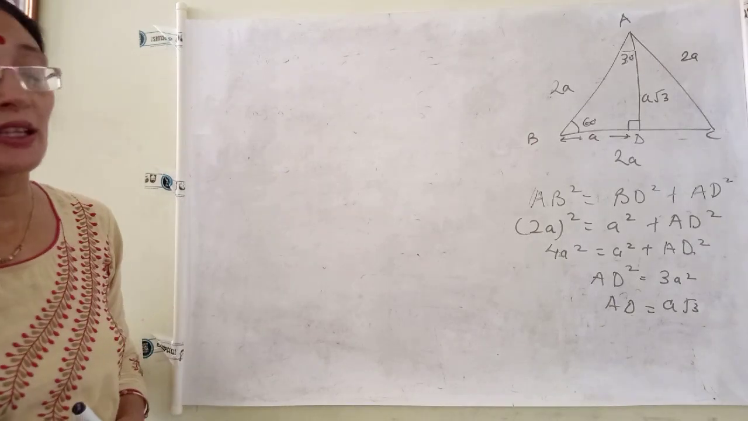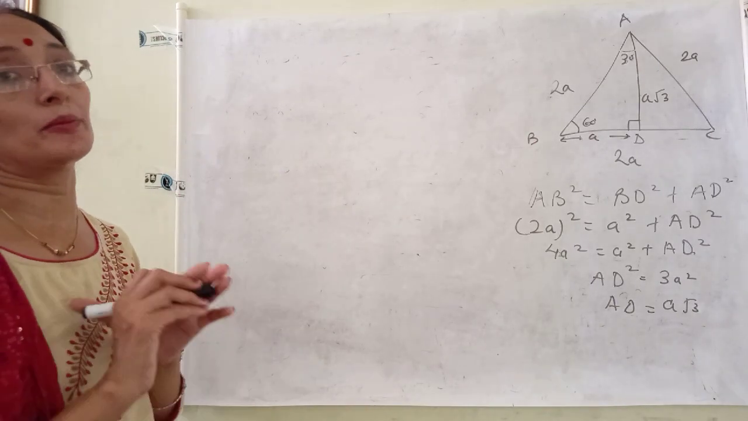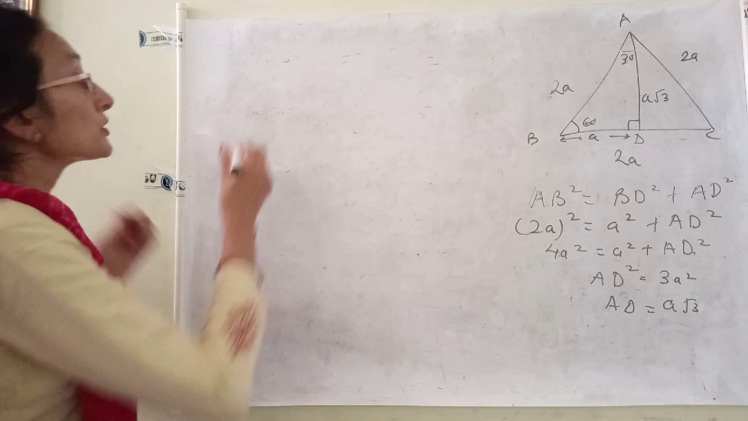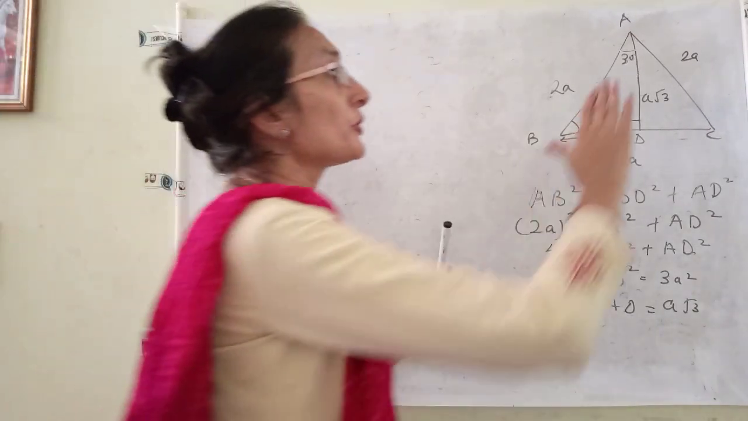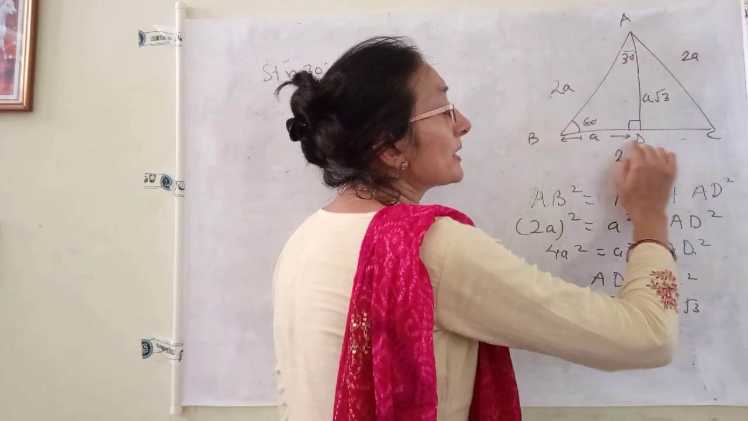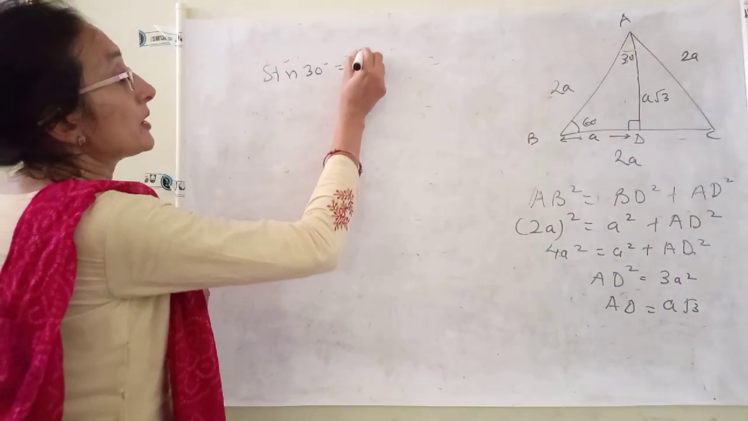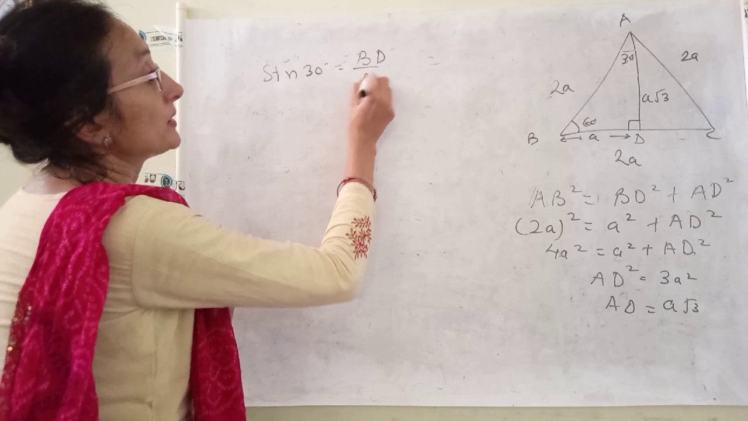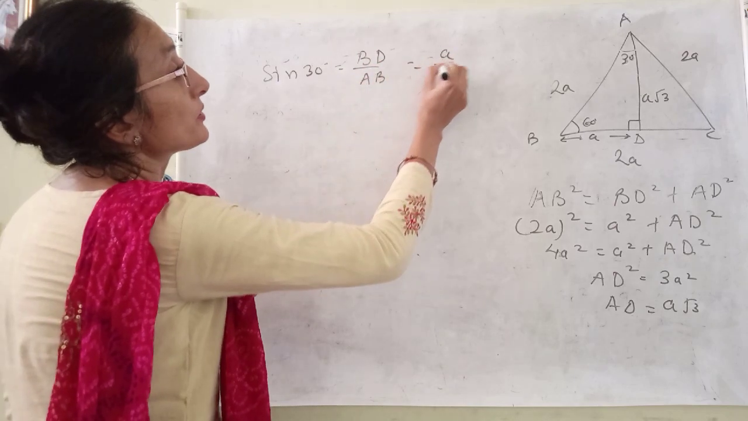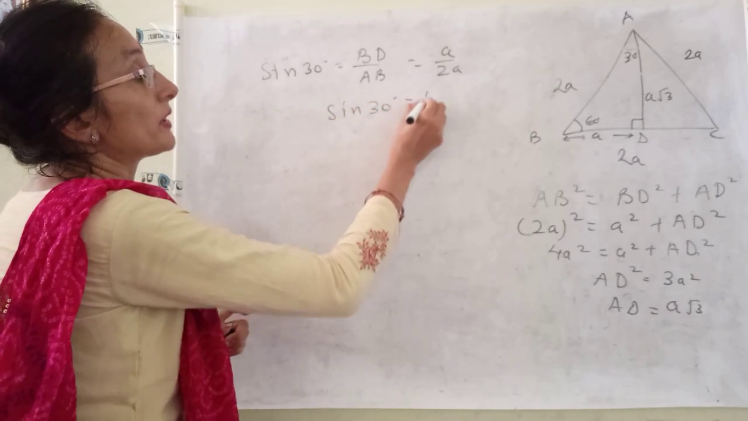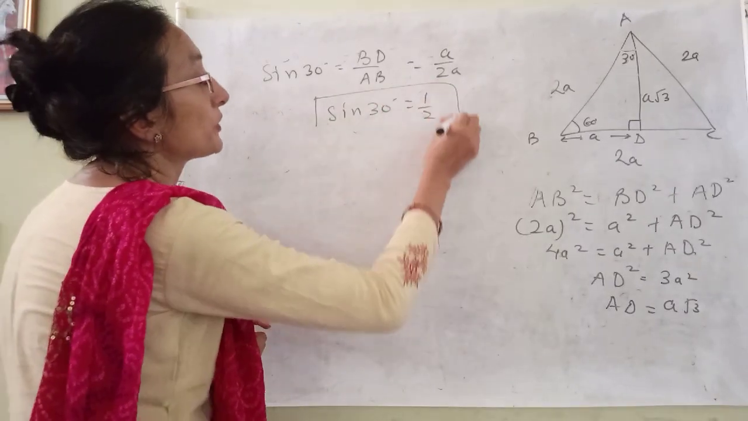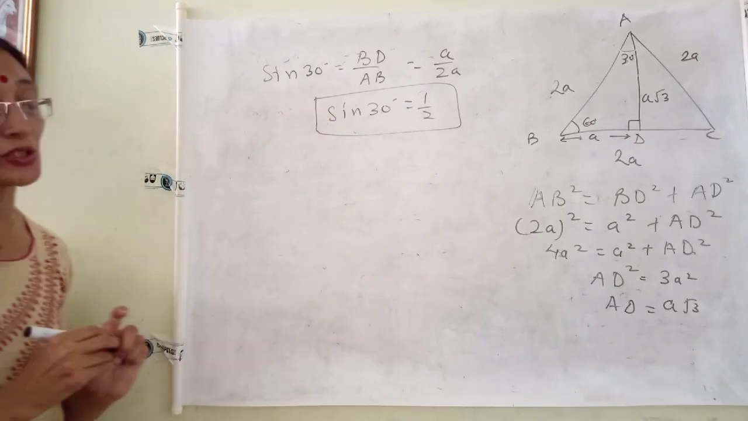Okay, now we will find all the ratios. We got a triangle in which we know the angle and all three sides. So sin 30 is perpendicular upon hypotenuse. So for this triangle, perpendicular is BD. So BD upon AB means A upon 2A. That means 1 upon 2. So sin 30 degree is 1 upon 2, which is very useful for solving so many questions.